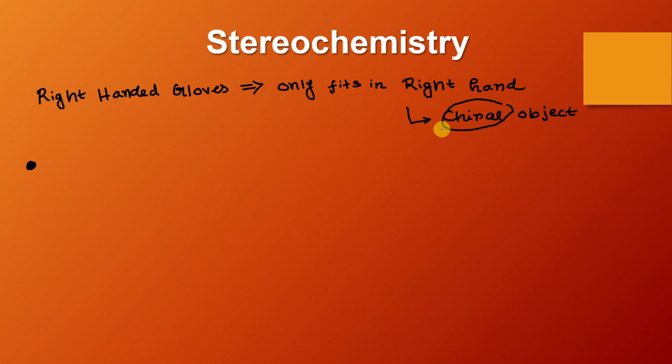First of all, you should remember that a chiral object is a very specific type of object. It doesn't fit into any object, like a right-handed glove. A right-handed glove couldn't fit into the left hand. That's why we call this right-handed glove a chiral object. Okay.